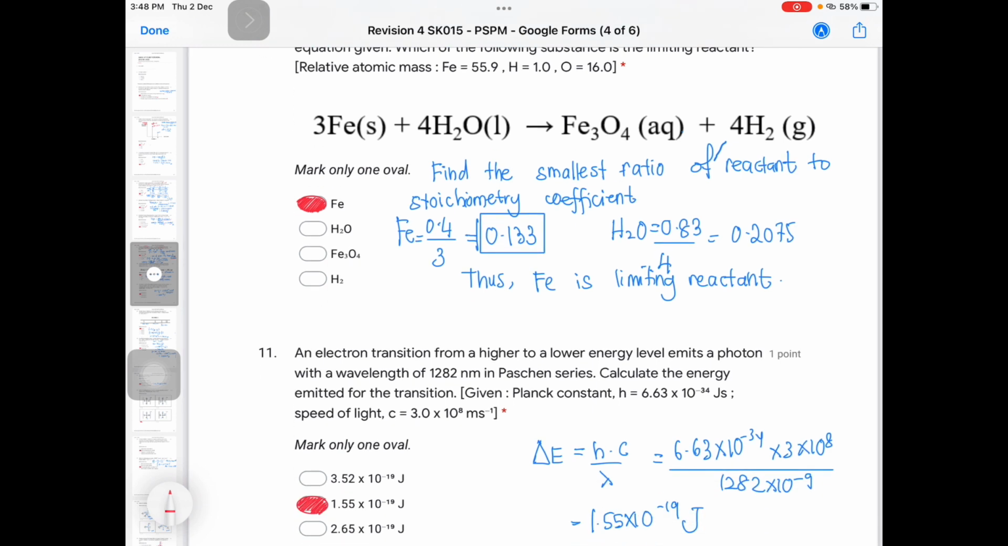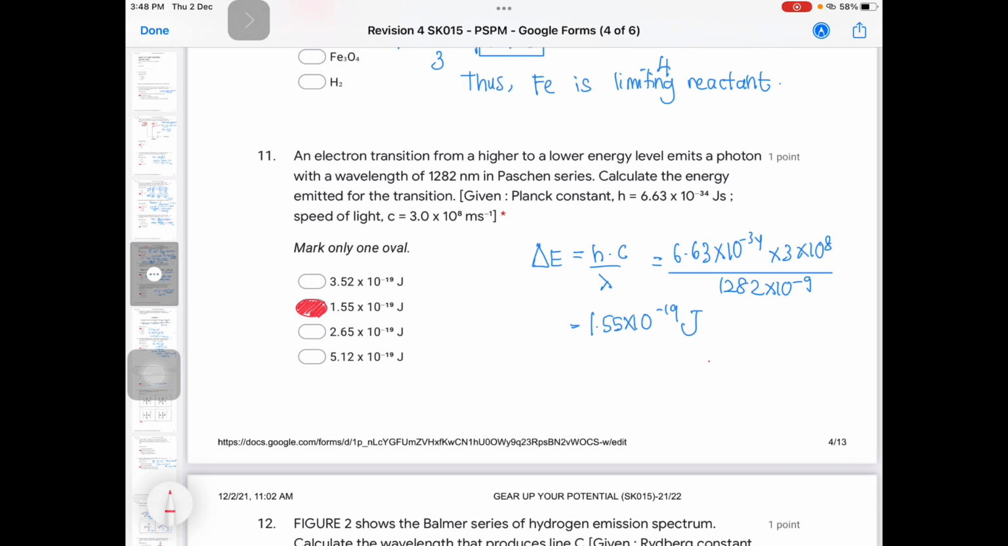Okay, question 8. An electron transition from higher to lower energy level emits a photon with wavelength 1282 nanometer in Paschen series. Okay, so dia dah bagi lambda, dia suruh cari energy. Jadi delta E is equal to hc over lambda. Jadi h kita 6.63 exponent negative 34 times 3 exponent 8 over lambda kita adalah 1282 exponent negative 9 meter. Jadi the answer is 1.55 exponent negative 19 joule, which is option yang kedua.